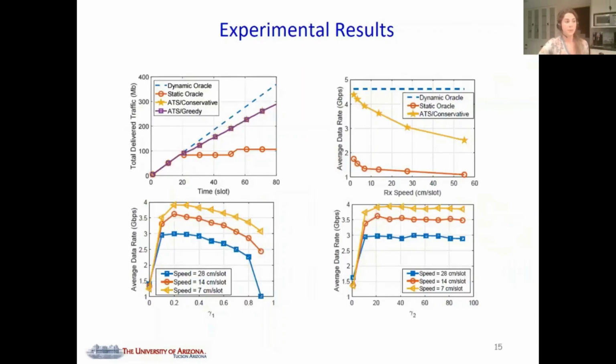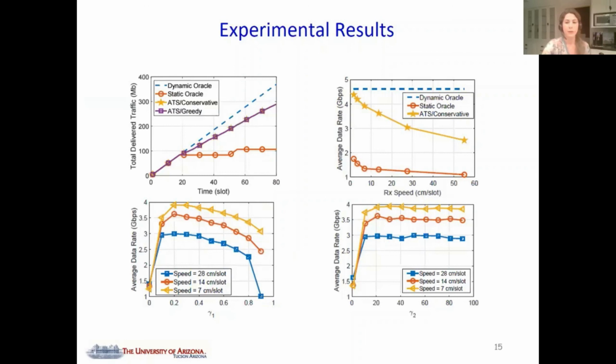Now let's talk about some sample results. In the first figure, we show the total delivered traffic versus time. Here we have a dynamic oracle, which can always select the best beam and rate. A static oracle, which is what 5G is proposing, so we find the best beam and rate during IA and keep using them until the next SS burst. And we also have ATS, which is the Thompson sampling method that uses the non-stationary update rule that I described a couple slides ago, with the conservative and greedy rate selections. As you can see here, the ATS for both the conservative and greedy rate selections significantly outperforms the static oracle, and it performs pretty close to a dynamic oracle even as the time goes on.